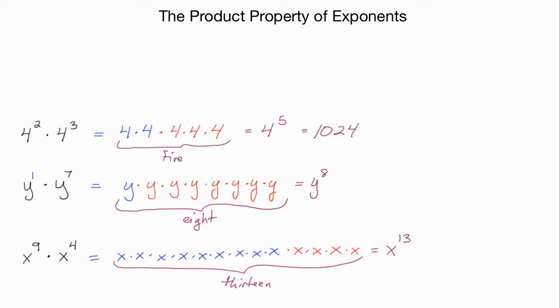Now let's point some things out here. Here we had 2 4s multiplied by 3 4s, and we ended up with 5 4s, right? Here I had 1 y times 7 more y's. We ended up with 8 y's. And then 9 x's times 4 more x's. We ended up with 13 x's. The whole pattern to get from here to here is just to add the exponents. It's essentially what we're doing. We're adding two groups together to get the total.